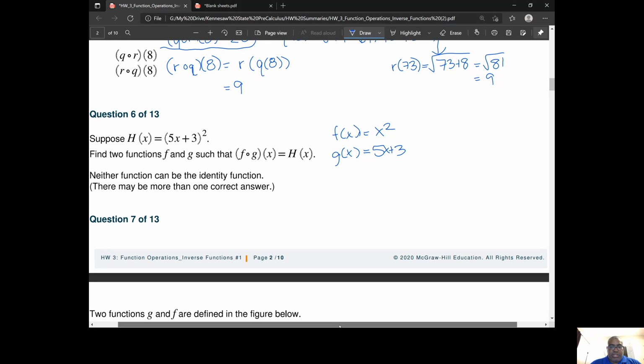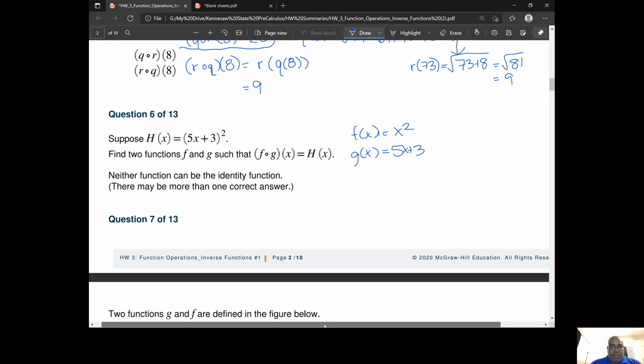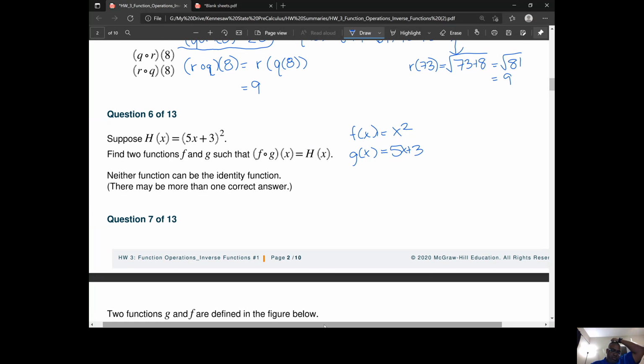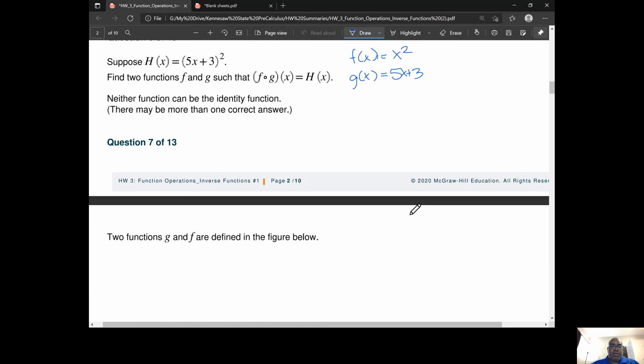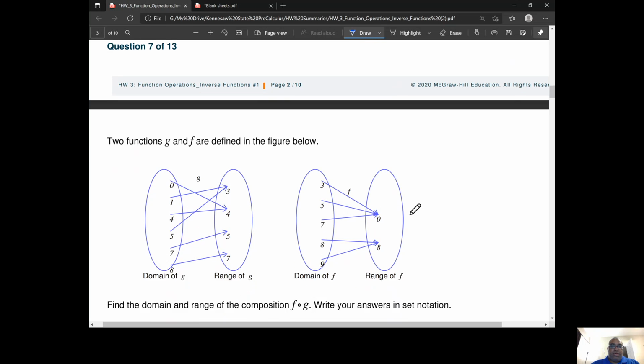Anytime you see a problem like this, most of the time it's related to composing functions. Most of the time it's going to be really, really easy. We don't do any tricks with this type of problem because, like I said, there are an infinite number of answers. Okay. So here we go.